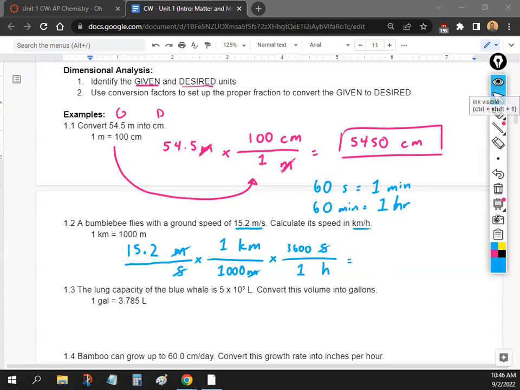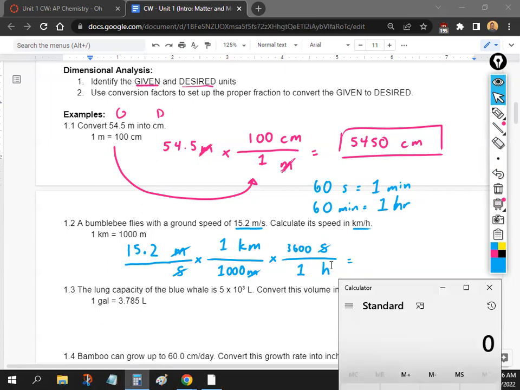So from here we have a 2-step calculation we need to plug into our calculator. The easiest way to think about this is you want to multiply what's on the top and divide what's on the bottom. So we have 15.2 on the top. If you go to the second fraction, we would do times 1, but we can skip the ones because 15.2 times 1 is the same number. And then we're going to divide by the value on the bottom, divide by 1,000. And then we're going to multiply by the value on the top, so 3,600. And then you'll get 54.72.